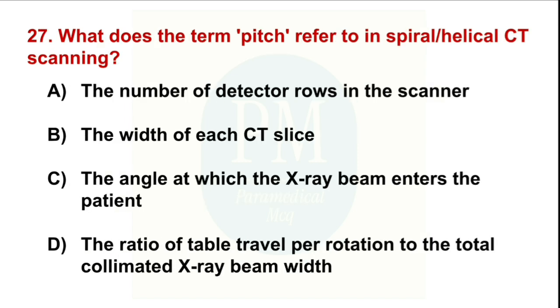What does the term pitch refer to in spiral or helical CT scanning? Option A. The number of detected rows in the scanner. Option B. The width of each CT slice. Option C. The angle at which the X-ray beam enters the patient. Option D, the ratio of table travel per rotation to the total collimated X-ray beam width. The correct option is option D, the ratio of table travel per rotation to the total collimated X-ray beam width.